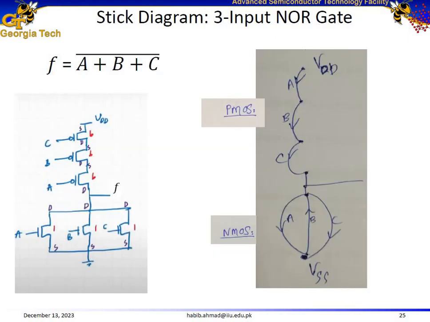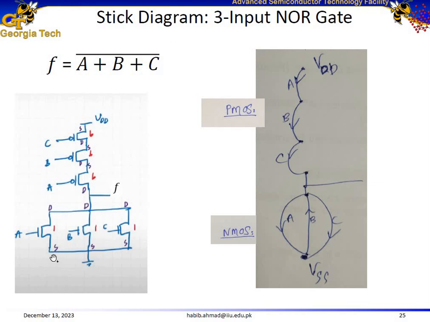Here is another example. Our logic function is (A or B or C) whole complement. So first we make the pull down network in the circuit diagram. They are in parallel with each other in the pull down network, and all of them are going to be in series by the duality principle in the pull up network.